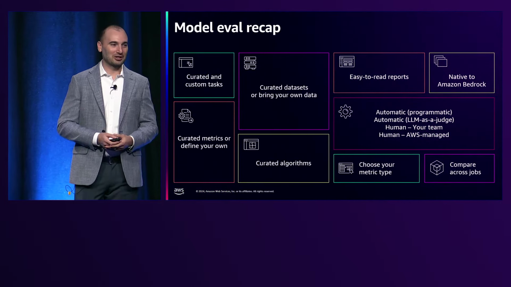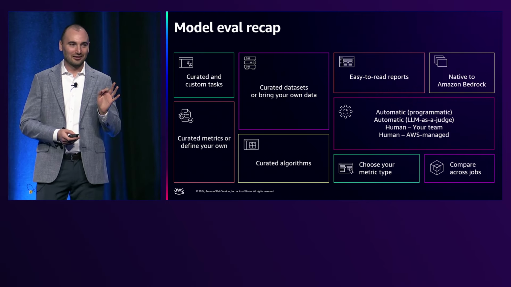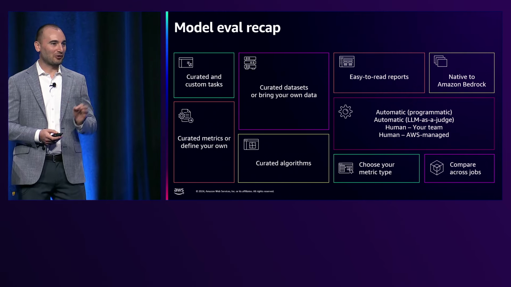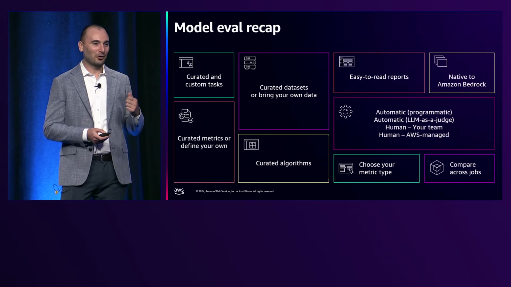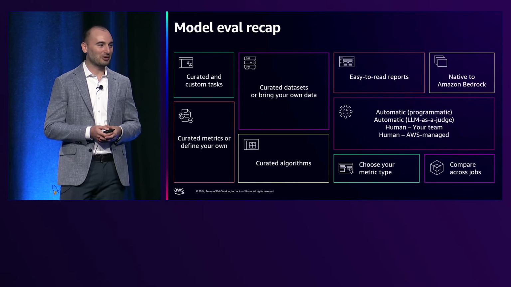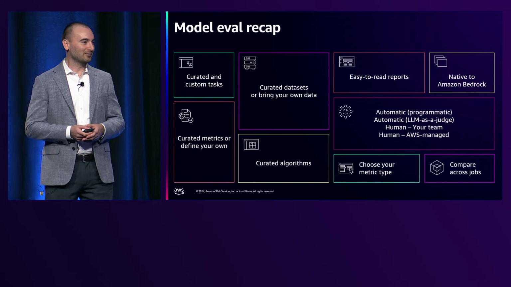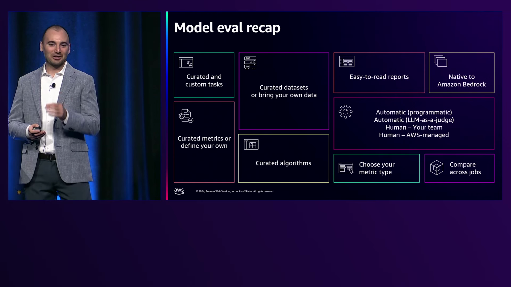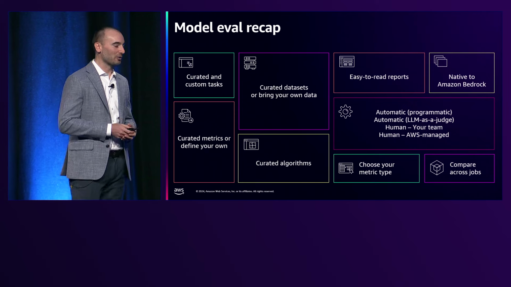All model evaluation, 4 different types. We've got human evaluation, where you can bring your own work team. You've got a fully managed AWS service that can help you do an evaluation. We've got programmatic evaluations with BERT score and F1 and other traditional NLP metrics. And we've got an LLM as a judge technology that can really help you get started with natural language explanations, easy to understand scores, and really human-like evaluation.